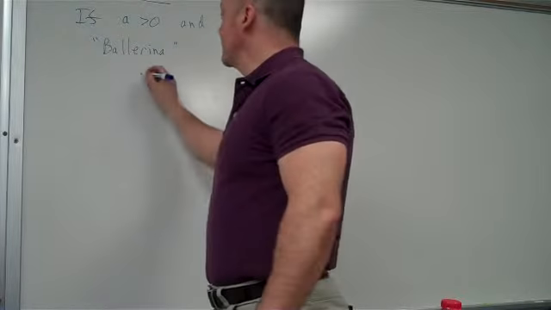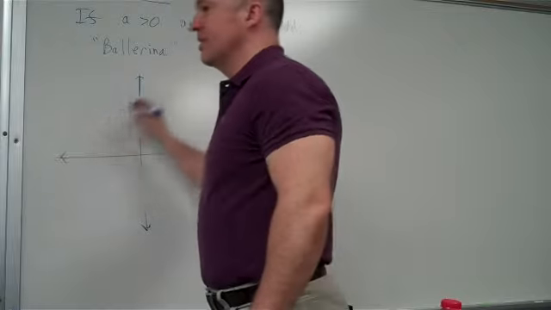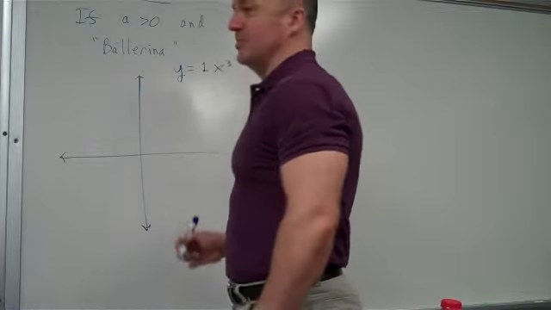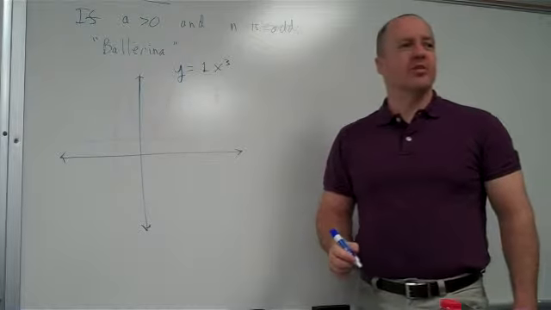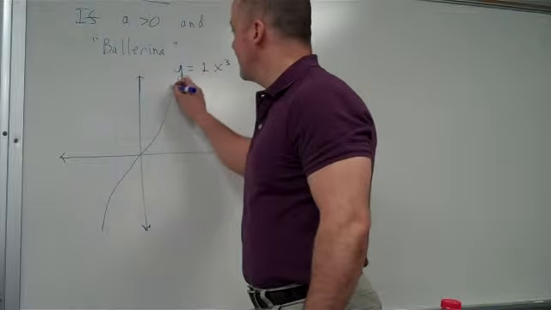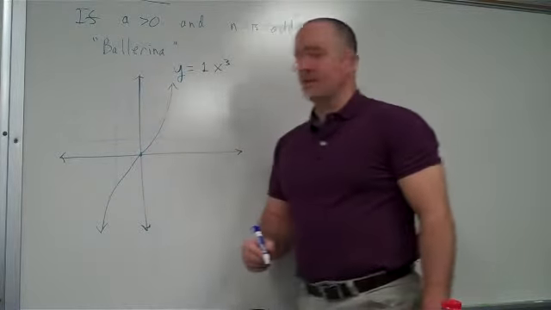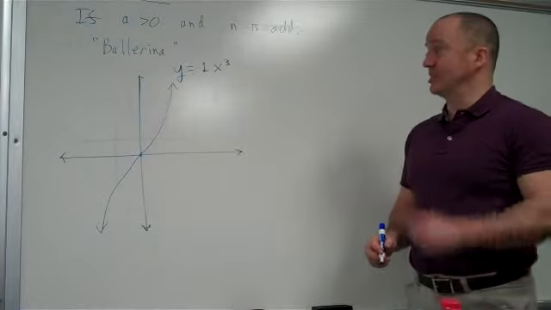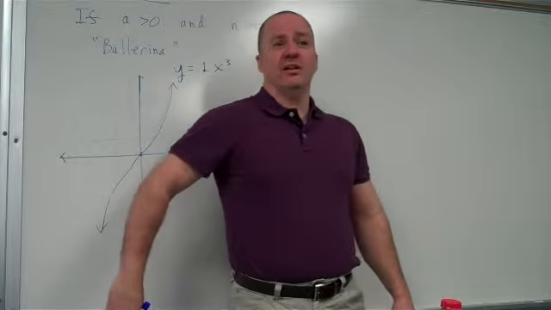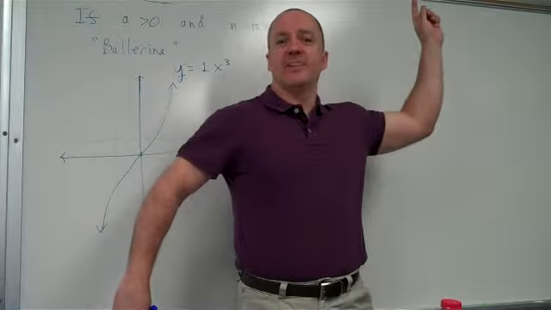Okay. If a is positive and n is odd, the end behavior is what I call ballerina. Okay? And the simplest example of this, Jordan, stay with us, is y equals 1x cubed. If I graph y equals 1x cubed, it looks something like that. If a is bigger than 0, positive, it looks something like this. It always goes down on your left side and up on your right side.